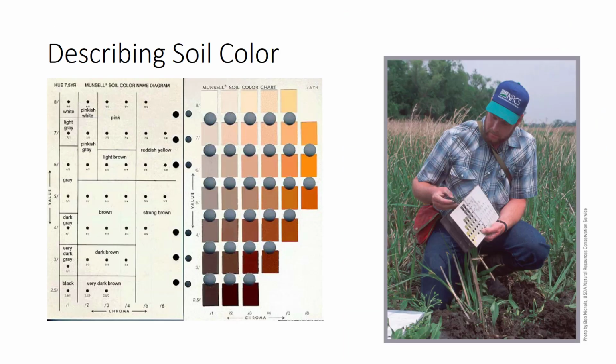A simple description of a soil as dark would not be adequate for a soil survey. Soil surveys rely on a system that provides a precise description of soil color, the Munsell color system of color notation. Using the Munsell method, the surveyor in the photo matches the soil to standard color chips.